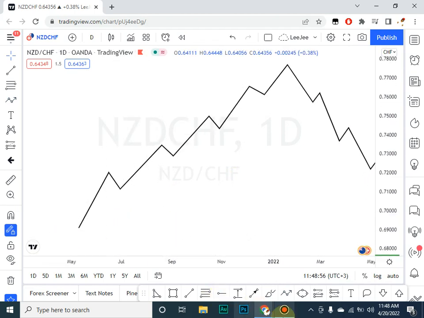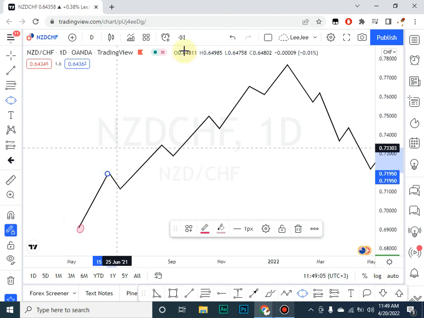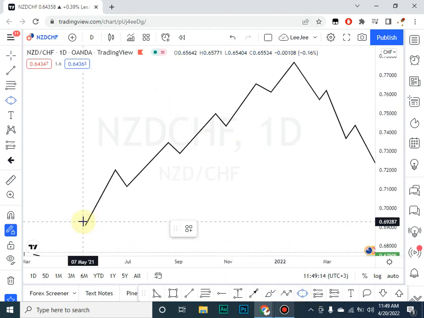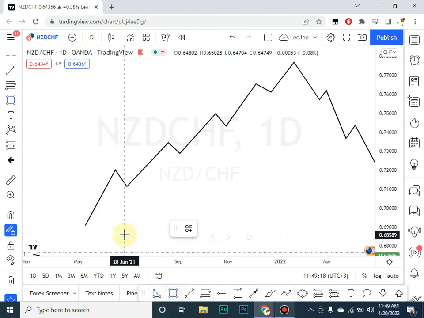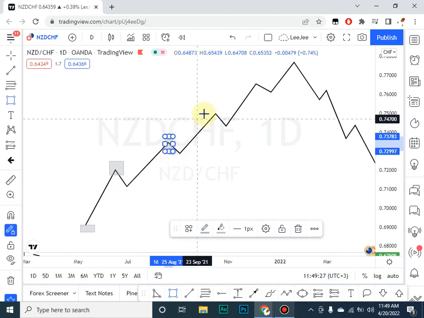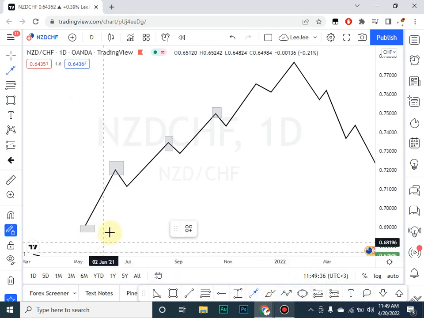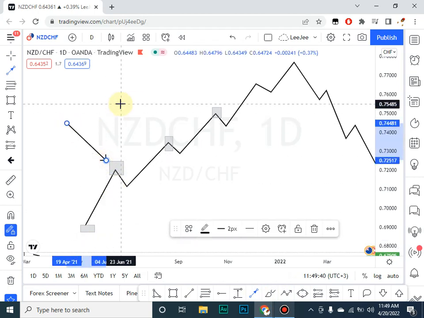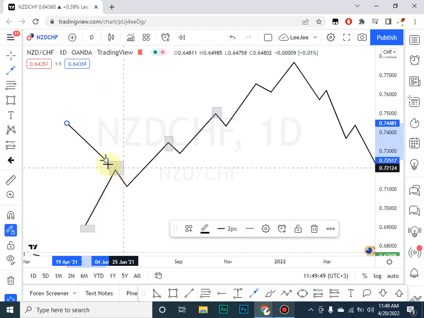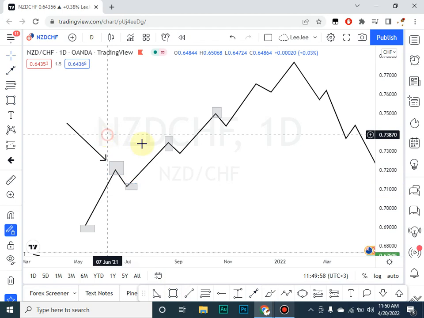Let me draw that again. This is called a higher high. The market creates a high, and this is a higher high. When it moves down, now it breathes. When the market breathes back to this zone, we call that a higher low.